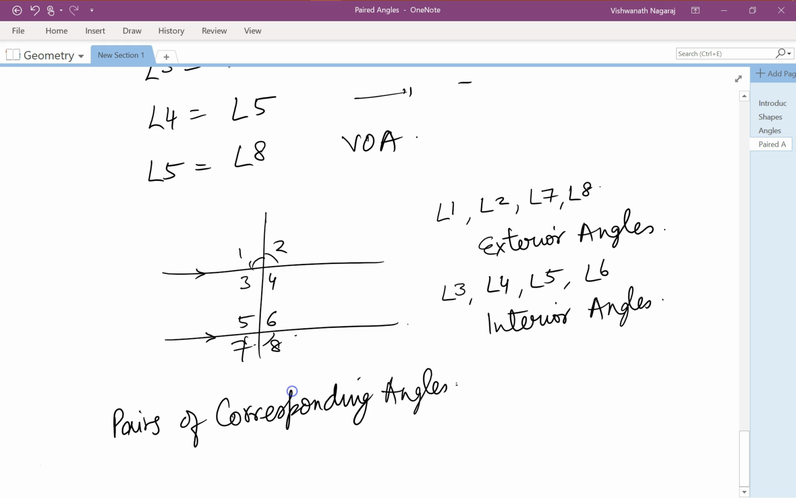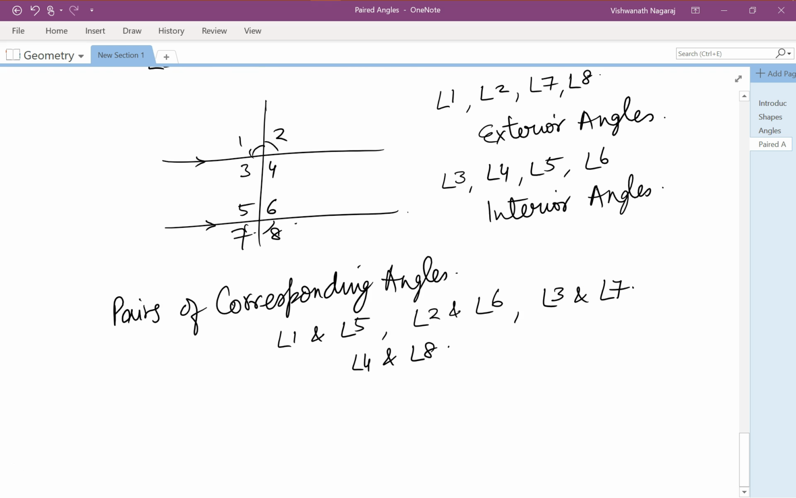Now, you have pairs of corresponding angles. What are they? You have angle 1 and angle 5, angle 2 and angle 6, angle 3 and angle 7, angle 4 and angle 8. These are called corresponding angles.